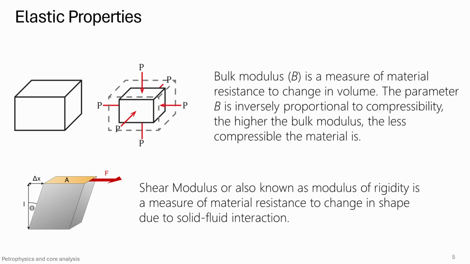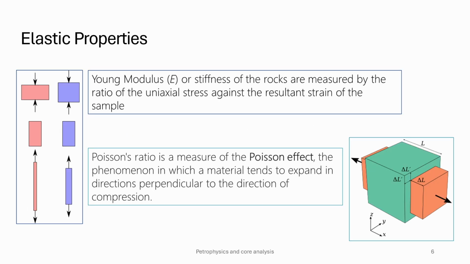A stiffer rock generally has higher elastic moduli and deforms less under stress. This slide introduces two more widely used elastic properties. Young's modulus measures stiffness under uniaxial loading. Poisson's ratio measures the tendency of a material to expand laterally when compressed vertically.